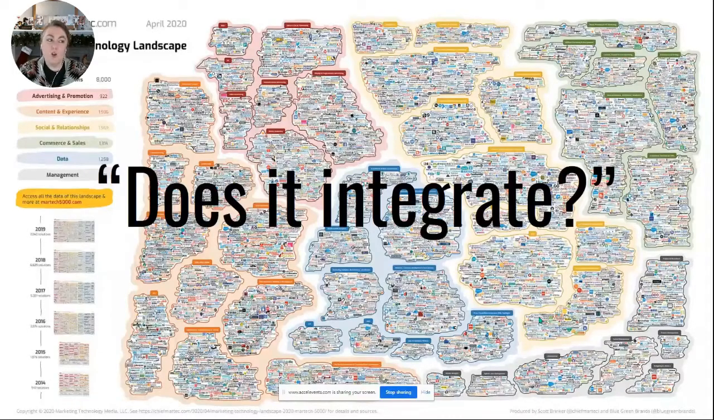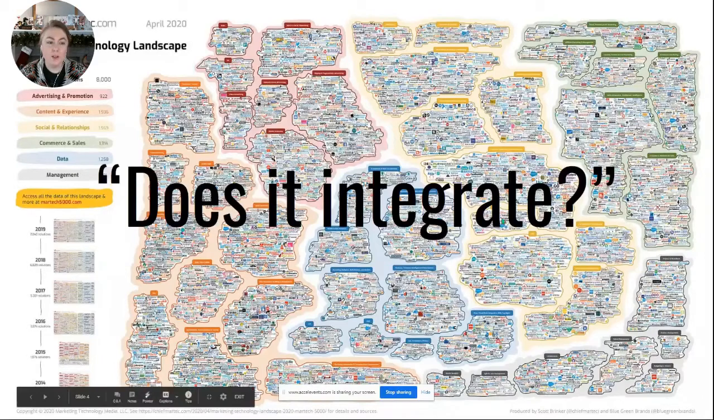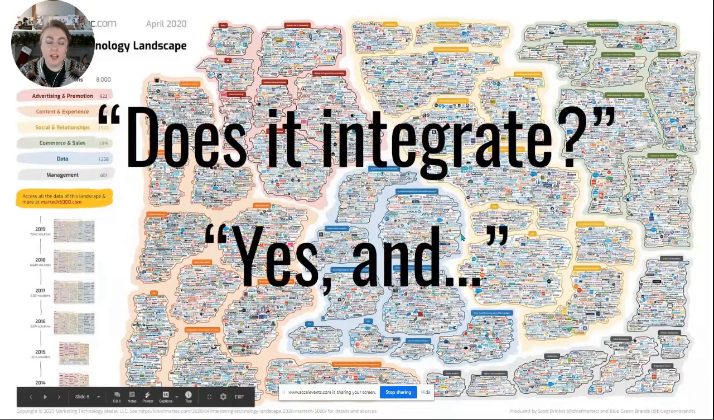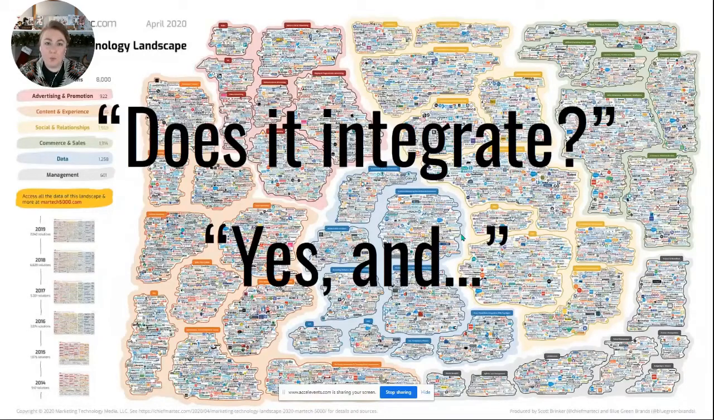So let's dive right in. We have all seen some version of this marketing technology landscape document and how it has grown significantly over the years. And the big question that we all have when we hear about a fun new product is, does it integrate? Is it going to sync up with the tools I already have in my MarTech stack? And if it will, how do I make it work? So the big question, does it integrate? We're going to borrow something from improv comedy, where we start with yes and.